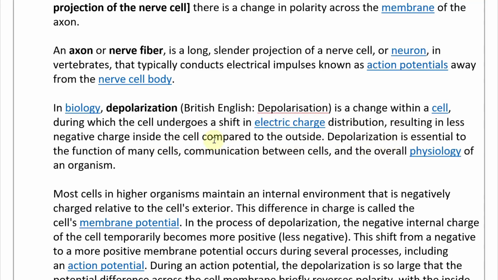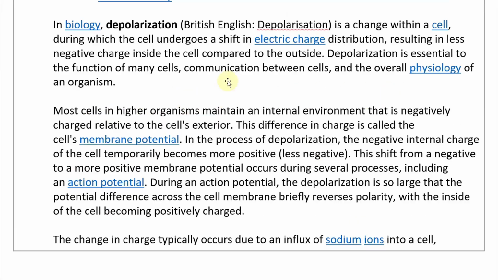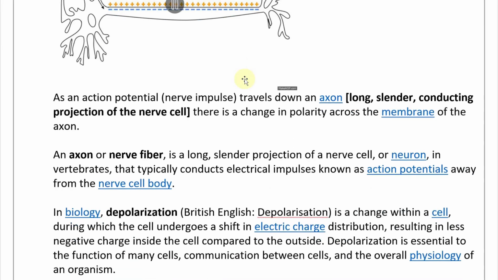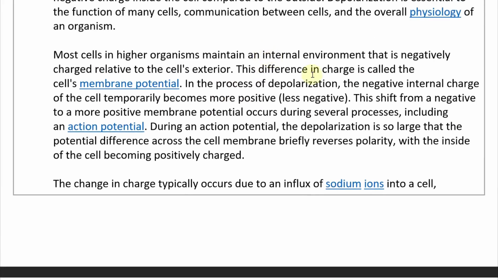Depolarization is essential to the function of many cells, communication between cells, and the overall physiology of an organism. Most cells in higher organisms maintain an internal environment that is negatively charged relative to the cell's exterior. Notice how the inside is negatively charged, and once you flip it, this becomes a plus, and now this plus will keep dragging across there, as a plus wants to go back to the outside as well as move to the right, just being pushed over there. You can view it as water being pushed, or a water wave, or something like that.